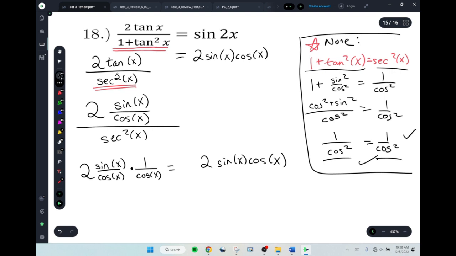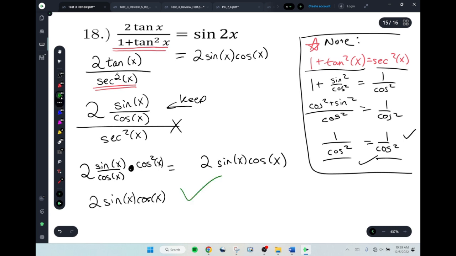Right. So here we go. I think I lost a cosine somewhere. Oh, I didn't lose a cosine. This should be squared, yeah? Keep it, change it. Wait. Keep the top. Change the sign to multiplication. Flip the bottom. Flipping secant gives you cosine. One of them cancels. You're left with 2 sine cosine. There's your check mark.